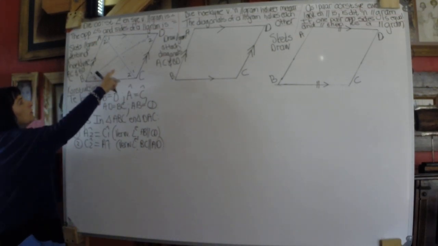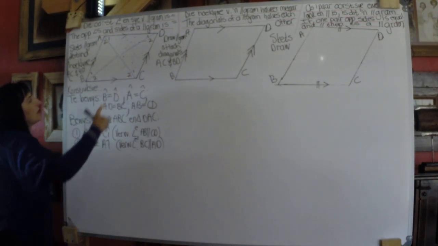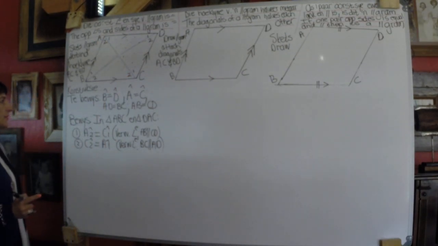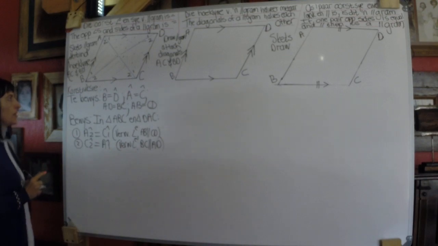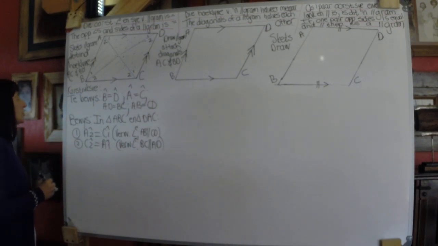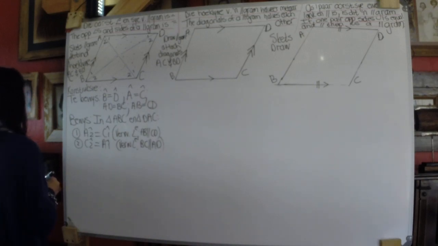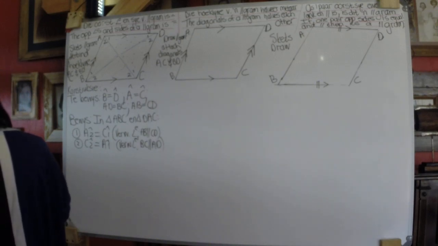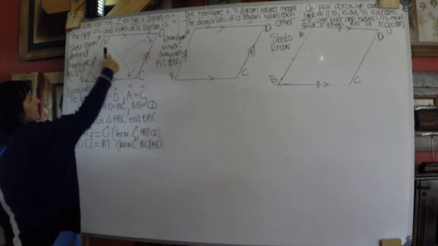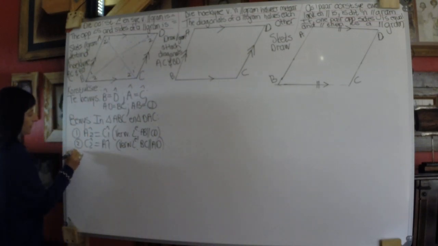Nou het ek al 2 hoeke in elke driehoek. En onthou dat kongruensiebewyse is nie 3 hoeke nie. So I can't use the other angle too. I need now to use side AC. AC is a common side that's been shared by both of the triangles.